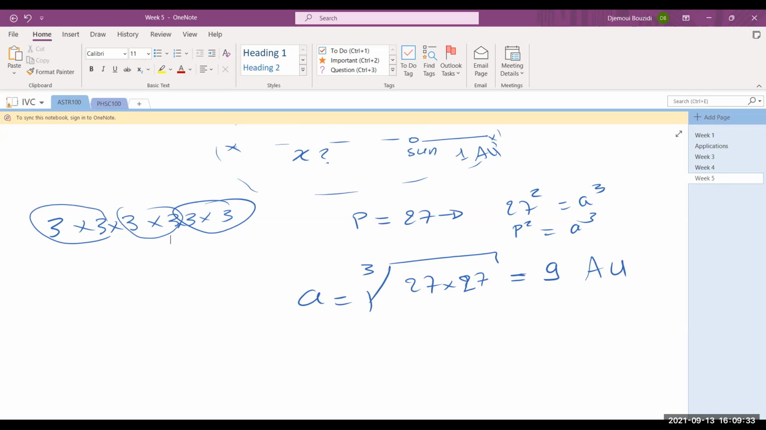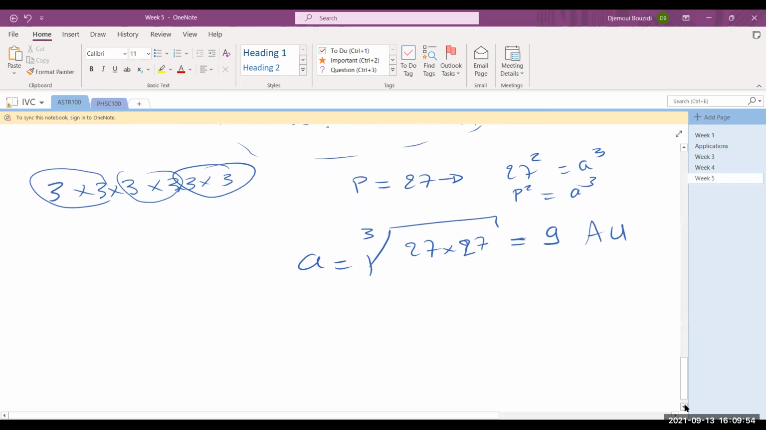The last question from the homework set that we need to talk about is: calculate the speed in kilometers per second of an asteroid in an orbit of 4 AU by dividing the orbit circumference by its period. Okay, so for this one, we have to find the speed.